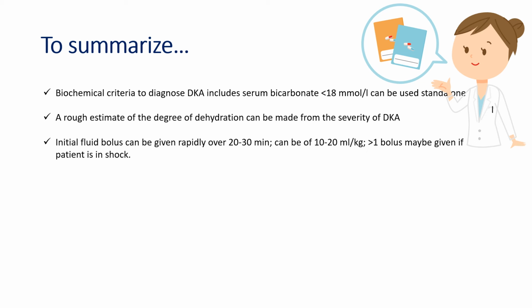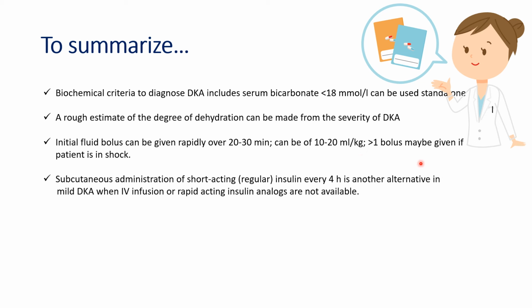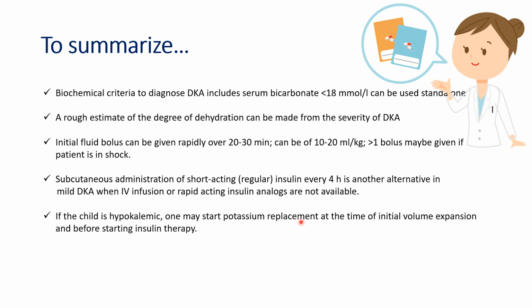Initial fluid bolus can be given rapidly over 20 to 30 minutes. It can be of 10 to 20 ml per kg, and even more than one bolus may be given if the patient is in shock. Subcutaneous administration of short-acting or regular insulin every 4 hours is another alternative in mild DKA when IV infusion or rapid-acting insulin analogs are not available.